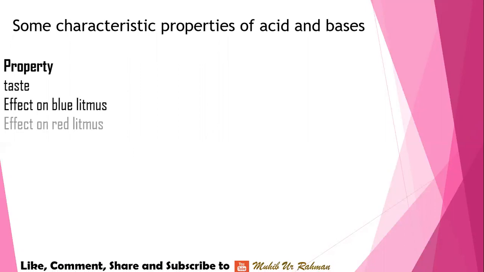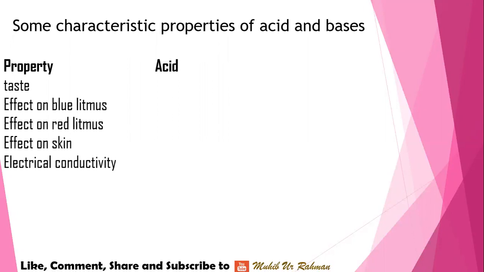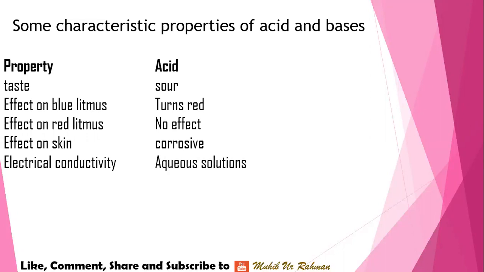These properties are taste, effect on blue litmus paper, red litmus paper, effect on skin, and electrical conductivity. So how would you identify an acid and a base? By taste. If it has a sour taste, then it will be an acid, and it will turn blue litmus paper into red, and red litmus paper will have no effect when dipped in acid. Similarly, it has a corrosive effect on skin, and acids conduct electricity in aqueous solution.